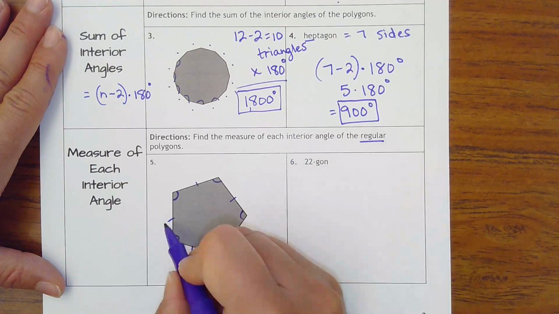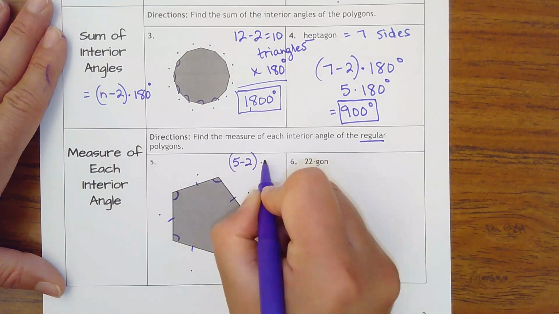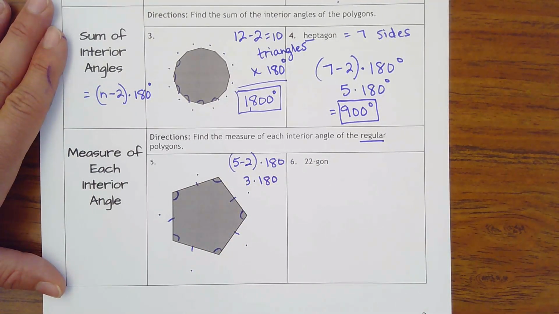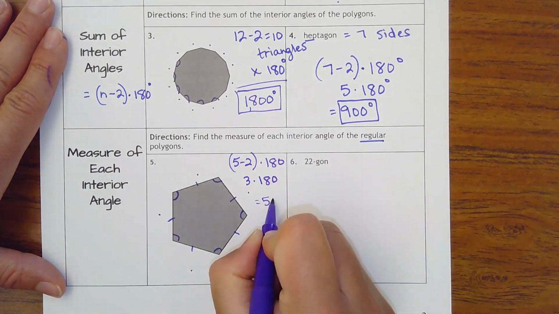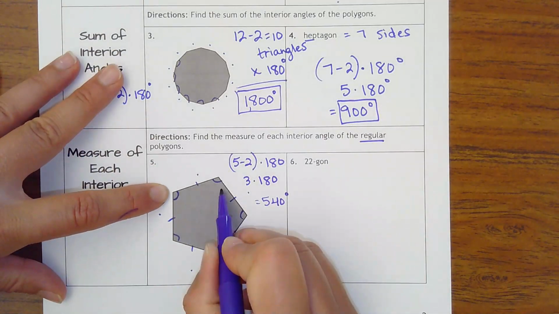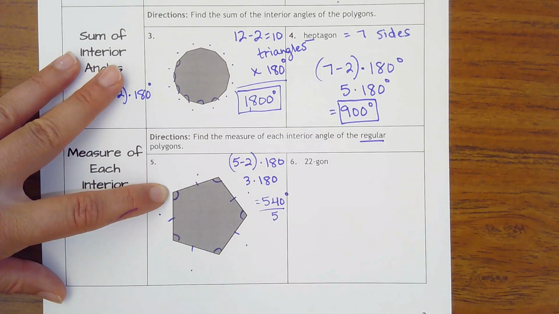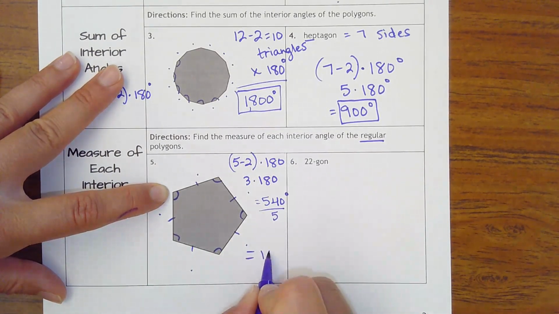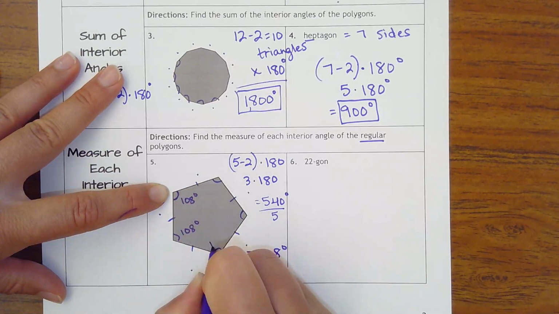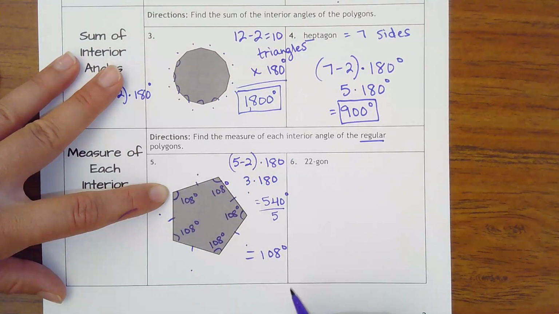So we would count the number of sides. 1, 2, 3, 4, 5. 5 take away 2 would be 3 triangles times 180 would be 540. But I don't want the total, I just want one of them. So how many angles are there? Well, the same as the number of sides. So I divide by 5. 540 divided by 5 means each angle is 108 degrees. So this is 108, this is 108, this, and 108 times 5 made the 540.